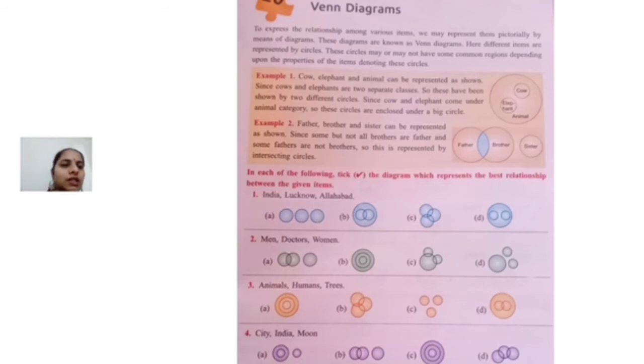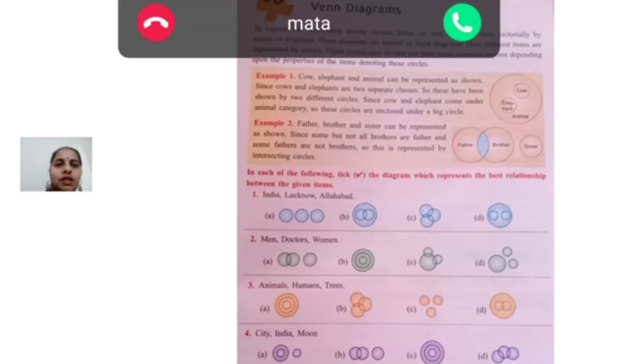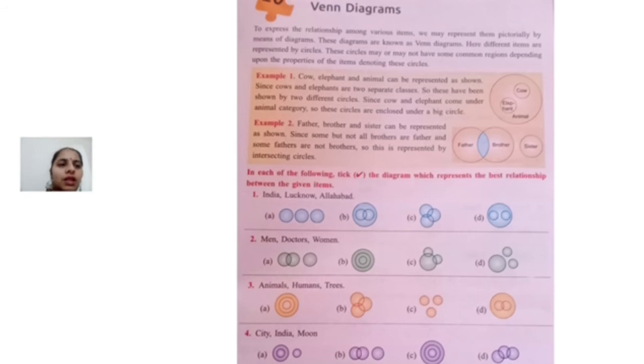C is also not the correct answer, because in India both these cities are there. India is a, what we can say, India is a nation, yes, and in that nation these two cities are there. So that is why our correct answer is D, that our big circle means India and one circle is Lucknow and the other circle is Allahabad. Got it?